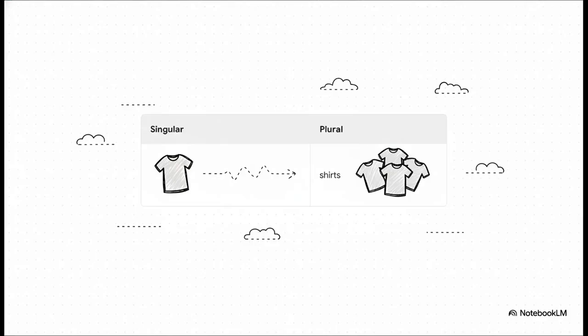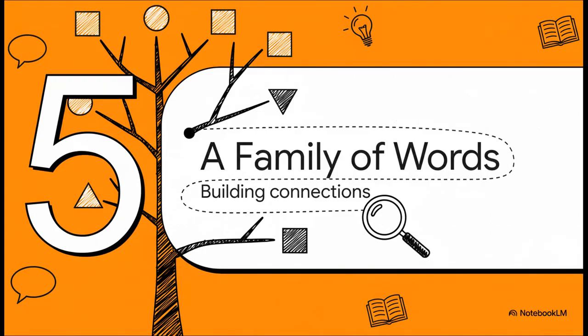And this just illustrates the point perfectly. One shirt, many shirts. Simple as that. The slide shows us the easy, predictable rule for how to make it plural. It's just another layer of understanding built right on top of the last one. Words are rarely little islands all by themselves. They're part of a family.